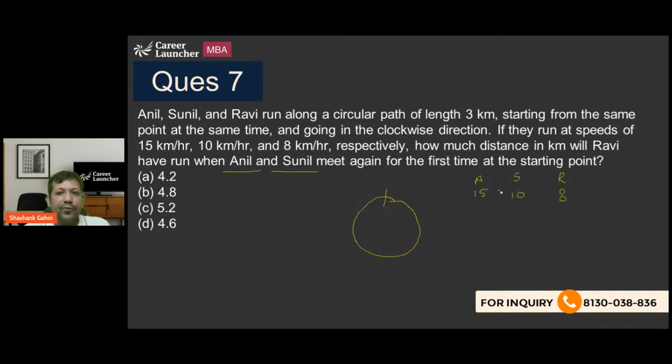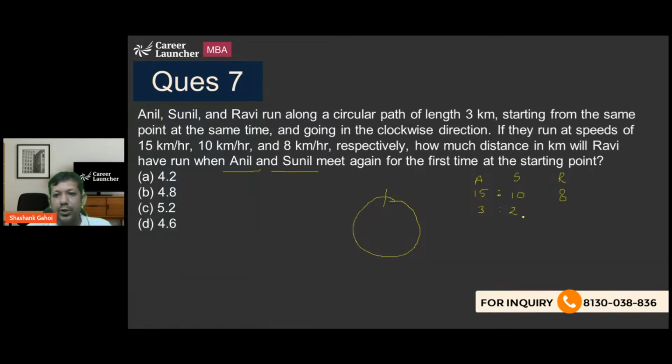What is the ratio of speed of Anil and Sunil? That is 3:2. It means in the time, Anil is going to cover 3 rounds. In the same time, Sunil is going to cover 2 rounds. That's what the question says. Right. And they are going to meet at the starting point. Anil is going to make 3 rounds, Sunil is going to make 2 rounds, and they are going to meet at the starting point. Okay.